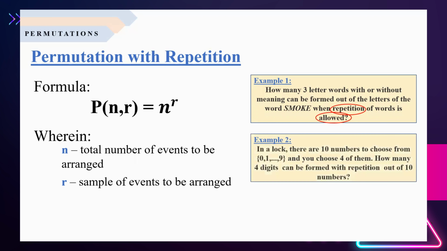Another example. In a lot, there are 10 numbers to choose from 0, 1 to 9, and you choose 4 of them. How many 4 digits can be formed with repetition out of 10 numbers? So, ang example number 2 na naman ay isa na namang permutation with repetition at ang gagamiting formula natin ay ang n raised to the r power. Bakit? Kasi if you can see, makikita natin sa ating problem number 2 na ang keywords natin ay with repetition. So, ibig sabihin, kapag na-encounter natin yung word na yan, ang gagamitin natin formula ay yung permutation with repetition.